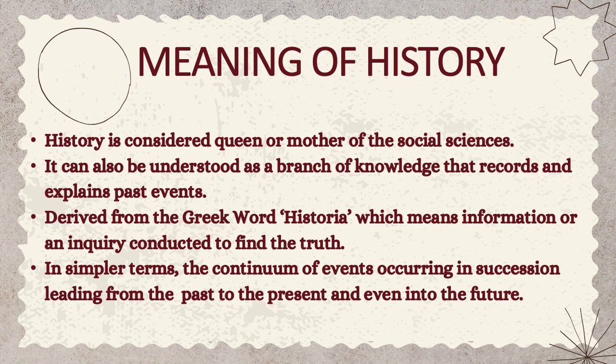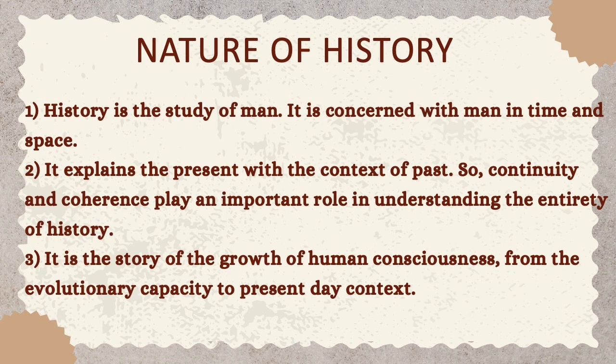History is considered the queen or mother of social sciences. It can also be understood as a branch of knowledge that records and explains past events. It is derived from the Greek word historia, which means information or an inquiry to find the truth. Let's see the nature, scope and aims of history one by one.